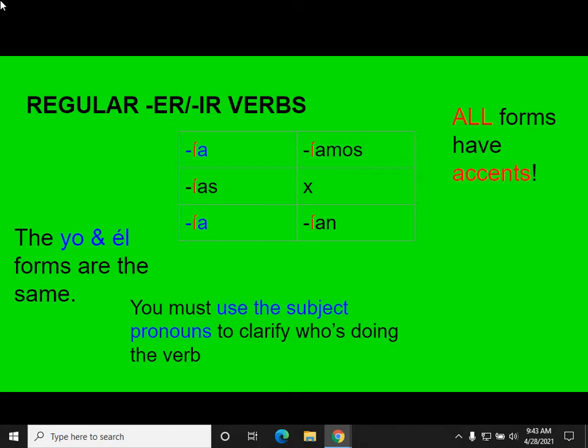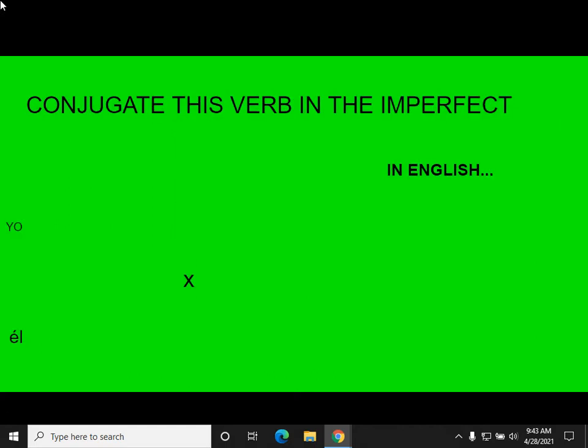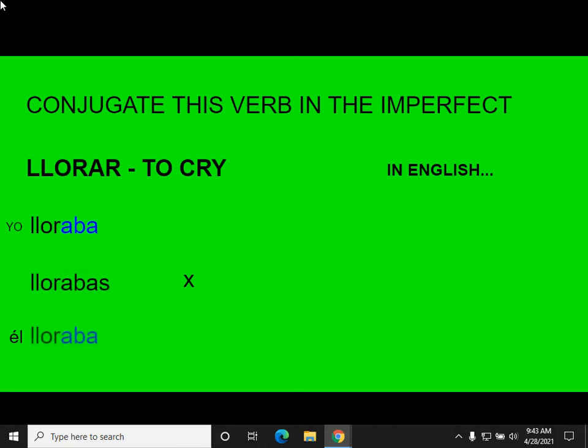Okay. So we're going to have to add those endings to these verbs. So the first one we're going to do here is the verb llorar. And llorar means to cry. So write that down. There's a place for it. So first thing I need you to do is drop the AR, and then you add the aba to it. So yo lloraba, tú llorabas, él lloraba, nosotros llorábamos with an accent on the A, and ellos lloraban.